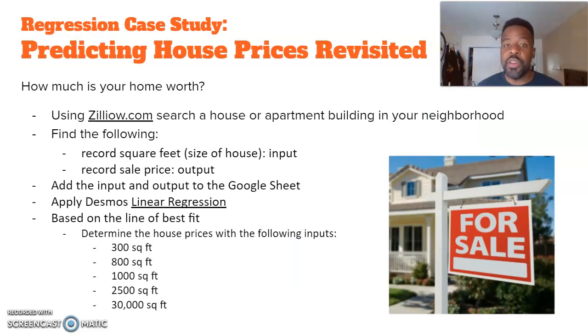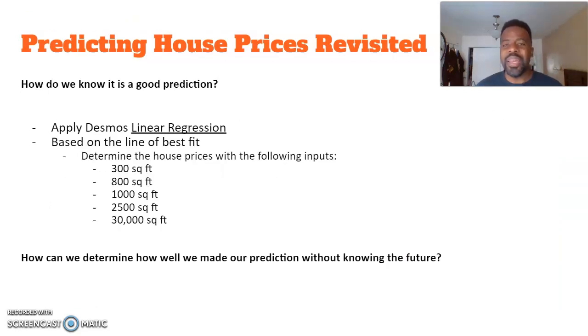This is an opportunity for us to go back to our regression case study, predicting housing prices. We came up with our linear regression at the end of part one. Now what we want to know is how do we know it was actually a good prediction? Along with our regression line, we want to determine the housing prices for 300 square feet, 800 square feet, 1,000 square feet, 2,500 square feet, and 30,000 square feet based upon our regression model. How can we determine how well we made our prediction without actually knowing the future?